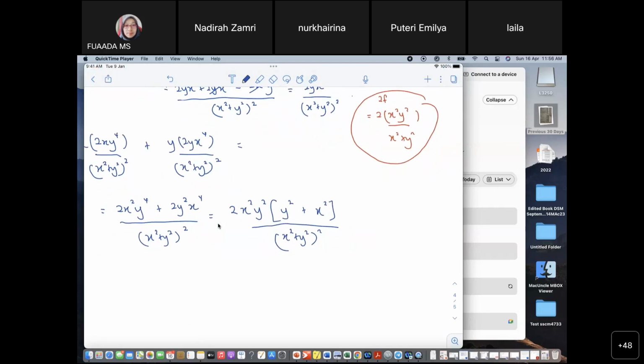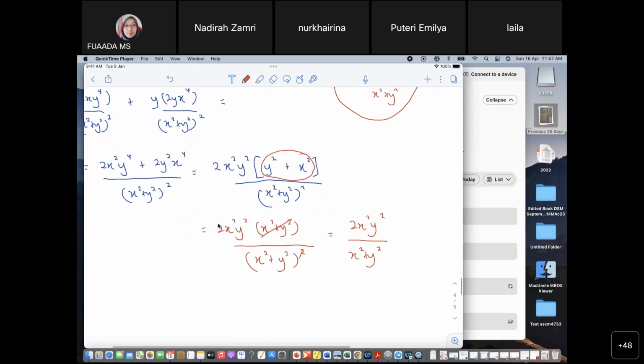And as you can see, kalau you tulis balik, dia sama sebenarnya dengan yang bawah. So you will get 2x squared y squared (x squared plus y squared) over (x squared plus y squared) squared. So you can cancel out this one, simplify. So ini tak ada lah. So you got 2x squared y squared over x squared plus y squared. So this one is the same as 2 times f.